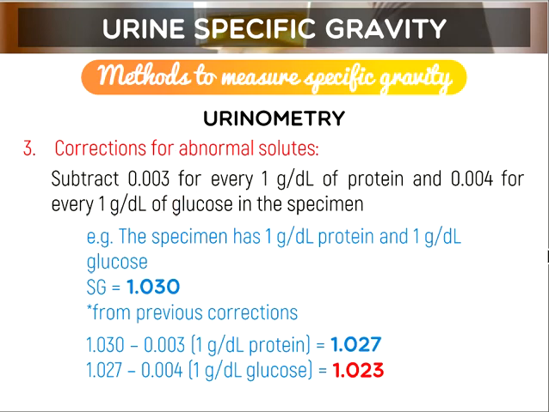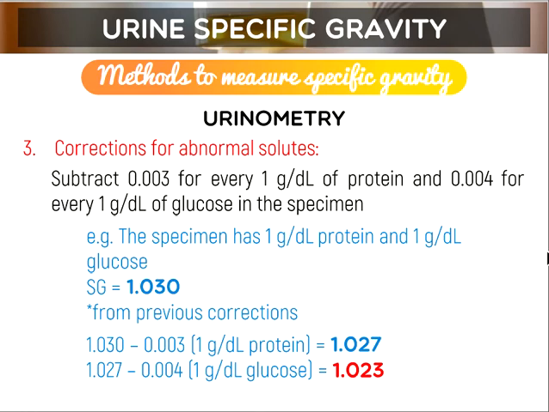And then, for the abnormal solutes, the general rule is to subtract 0.003 for every 1 gram per deciliter of protein and 0.004 for every 1 gram of glucose. So if protein, 0.003. If glucose, 0.004. For example, the specimen has 1 gram of protein and 1 gram of glucose.